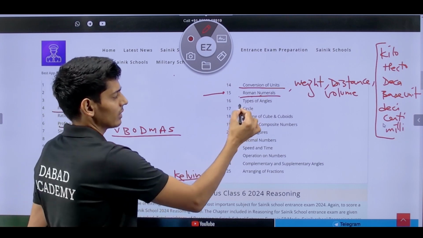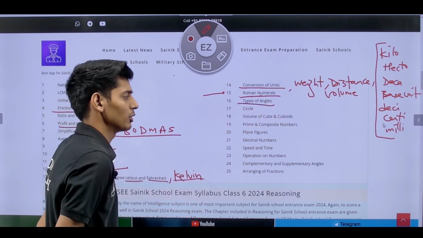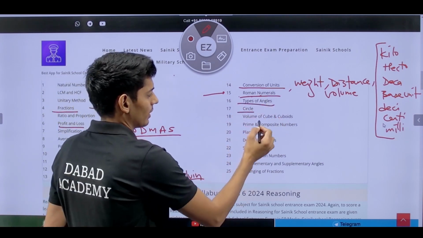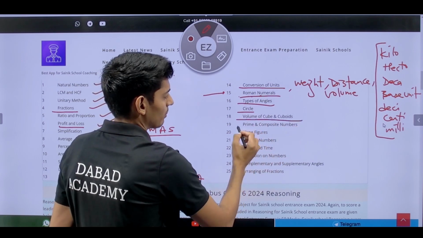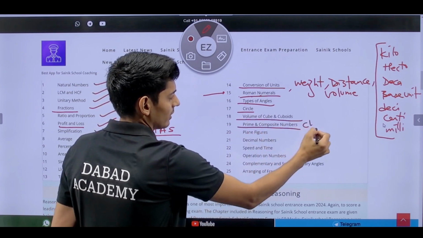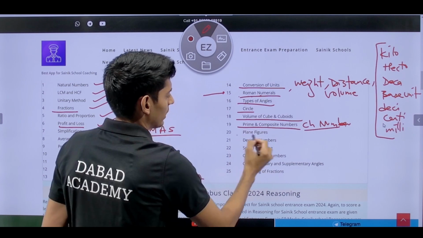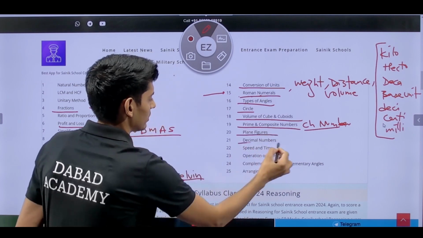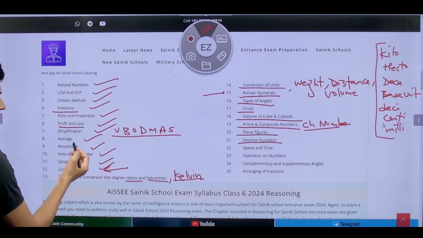Then you have types of angles. Again, it is part of your geometry. Then you have circles, volume of cube and cuboids, prime and composite numbers. Again, part of chapter number system. Then you have plane figures, part of geometry. Decimal numbers is part of your fractions and decimals.